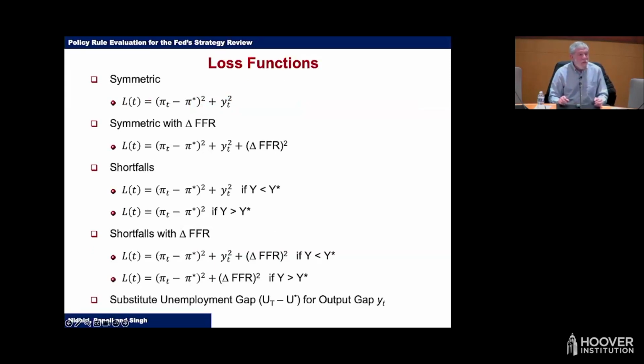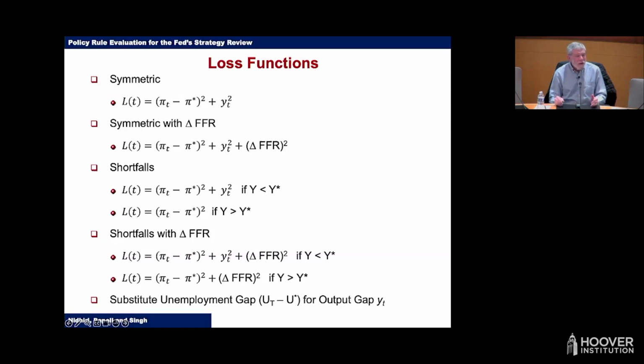Okay, we have symmetric loss functions. The loss function is the difference between inflation and target squared plus the output gap squared. And you could have, which we call symmetric, the change in the federal funds rate. We stick in the change in the federal funds rate squared. That turns out not to matter. I'm not going to talk about that at all today.